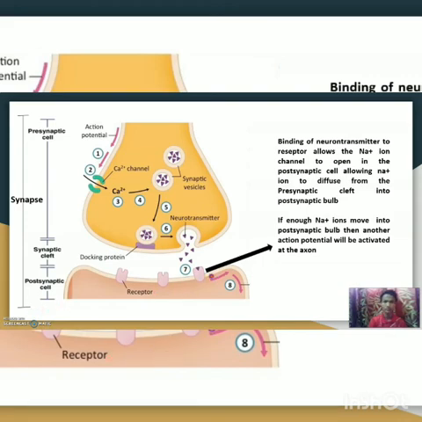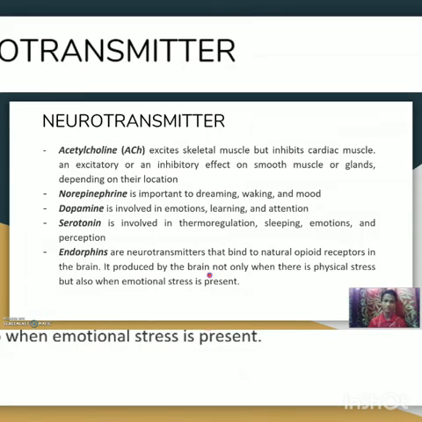Next, the neurotransmitters. There are many substances such as acetylcholine, norepinephrine, dopamine, serotonin, and endorphins. Acetylcholine excites skeletal muscle but inhibits cardiac muscle. Norepinephrine is important to dreaming, waking, and mood. Dopamine is involved in emotions, learning, and attention. Serotonin is involved in thermoregulation, sleeping, emotions, and perception.